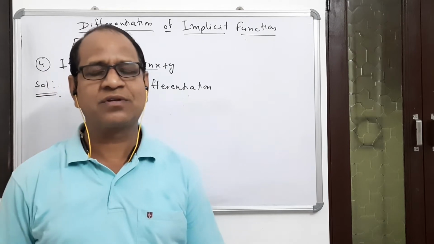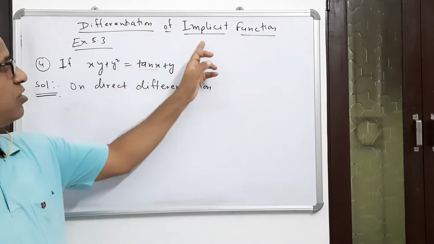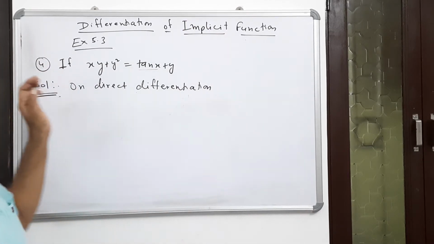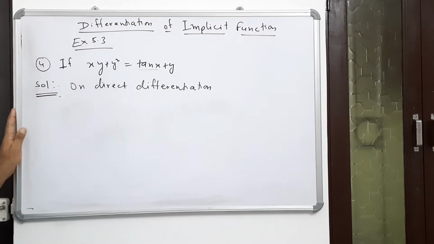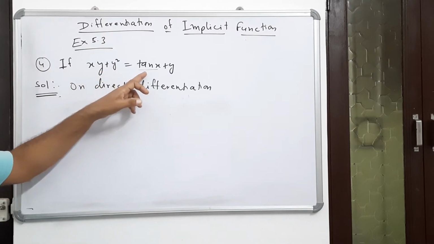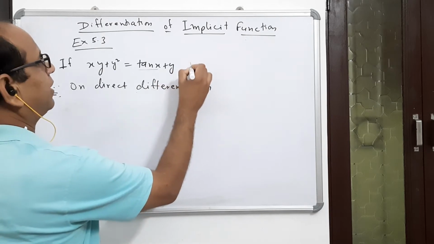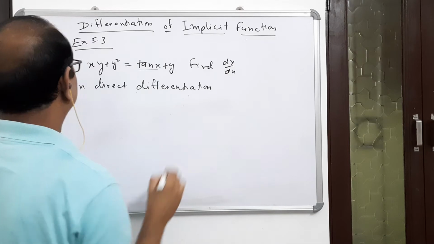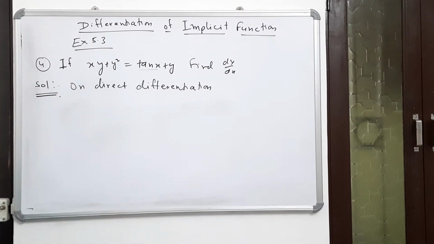Hello students, today I am continuing the topic differentiation of implicit function. Earlier we have done two problems and today I am taking problem number 4 from exercise 5.3. The problem is, if xy plus y square equals sin x plus y, then find dy by dx. We will do the direct differentiation without expressing this in terms of x or in terms of y.